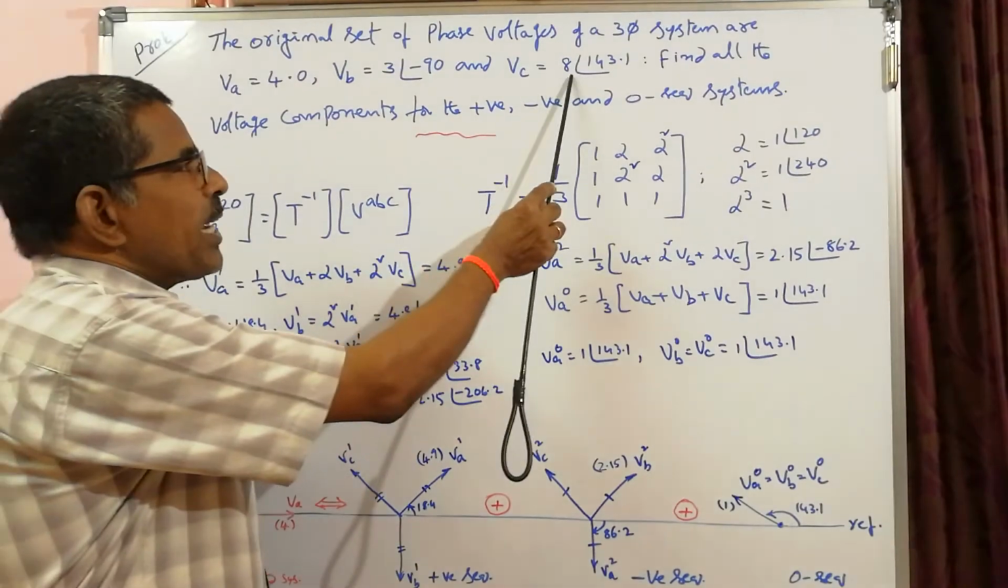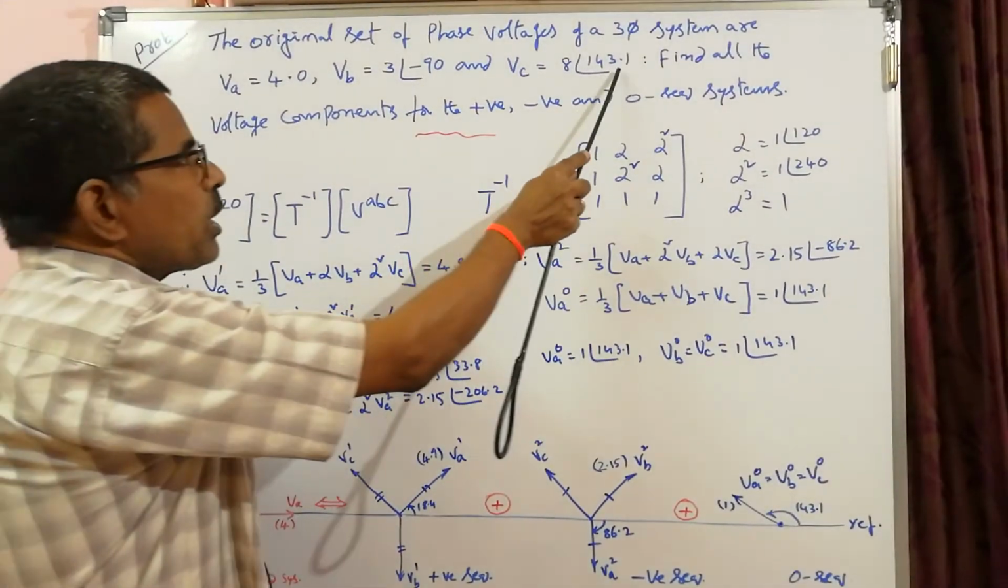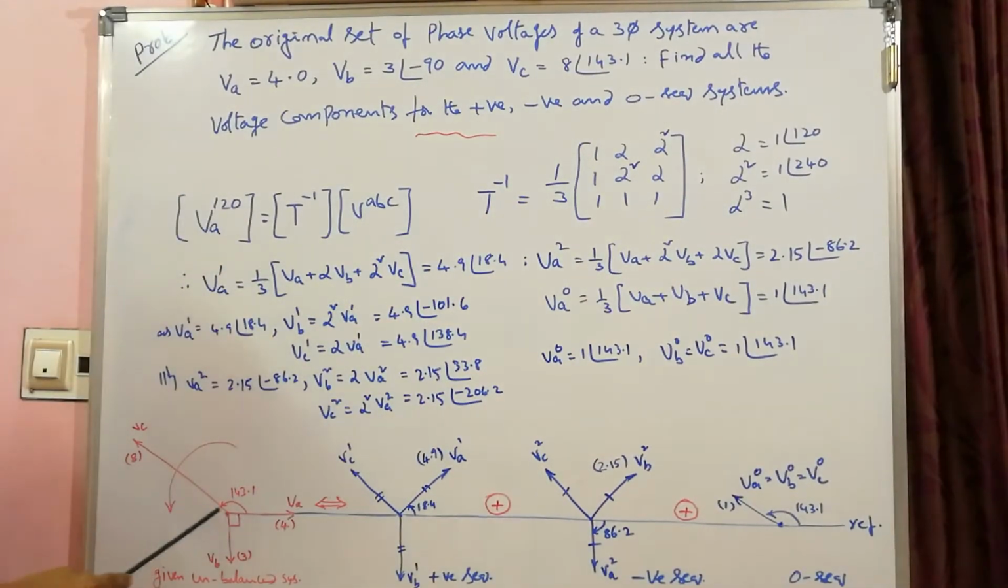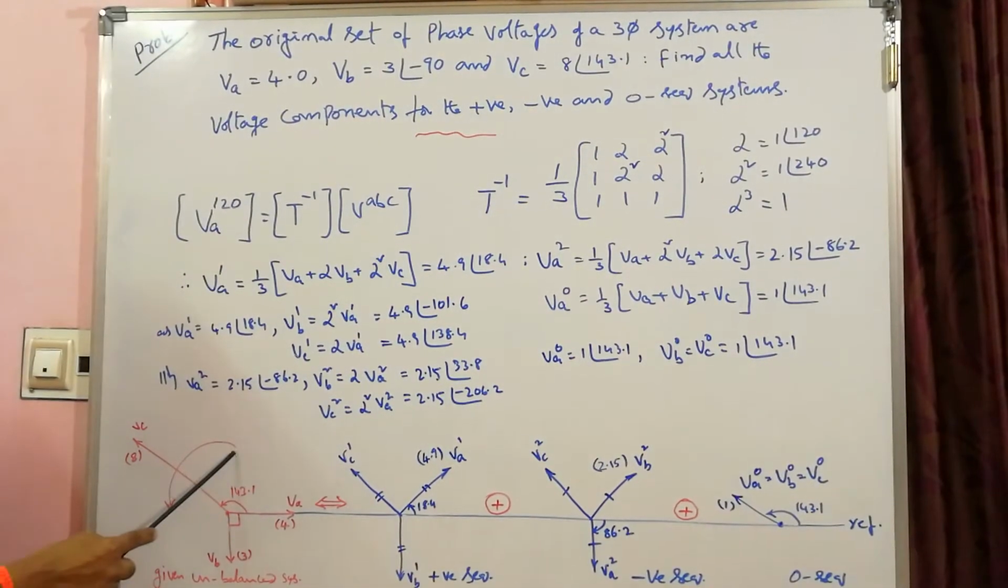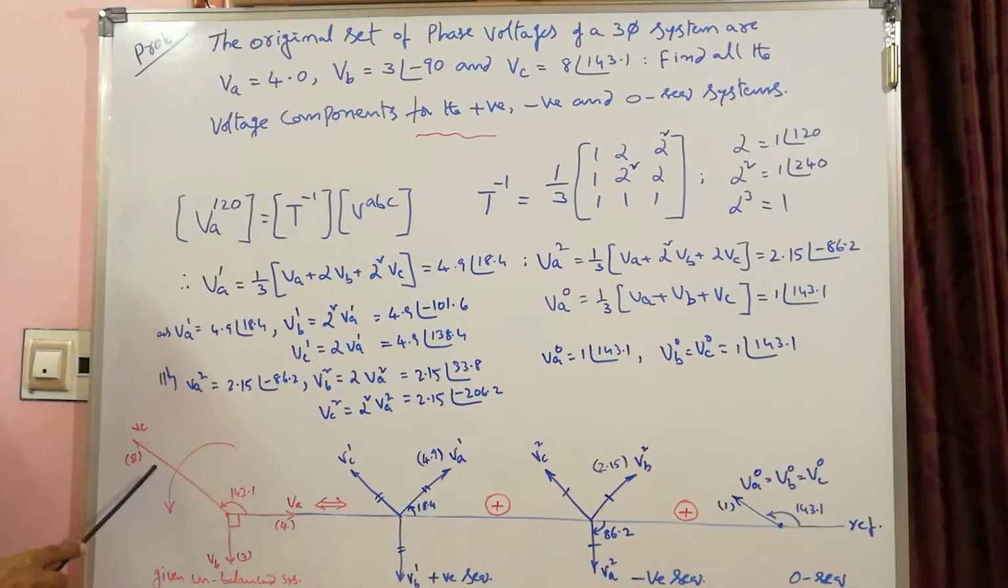Then VC is 8 angle 143.1. So 143.1, it is plus, positive direction, that is the leading direction. VC is located at angle 143.1 and its magnitude is 8. So this is 3 magnitude, this is 4 magnitude, this is 8.